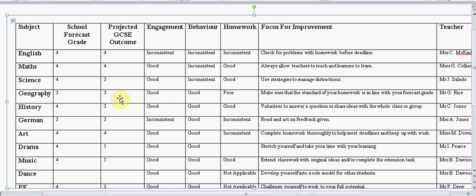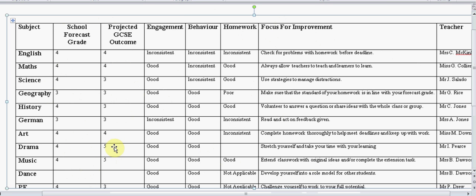And likewise in History, Mr. Jones has made that same judgment. He is saying they should be aiming for a 4, but at the moment, from what I'm seeing, I think when they leave our school, they'll be getting a 3, not a 4. Music and drama, however, have gone the opposite way. So maybe this is a student that's really keen on their art and drama, less so on science and history. We've got here a 4 as the expected grade, but Mr. Pierce there is saying, actually I think they're going to get a 5, so they're going to overperform that forecast.